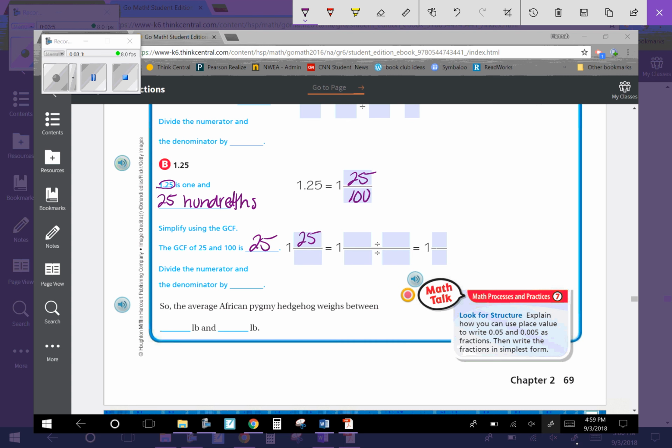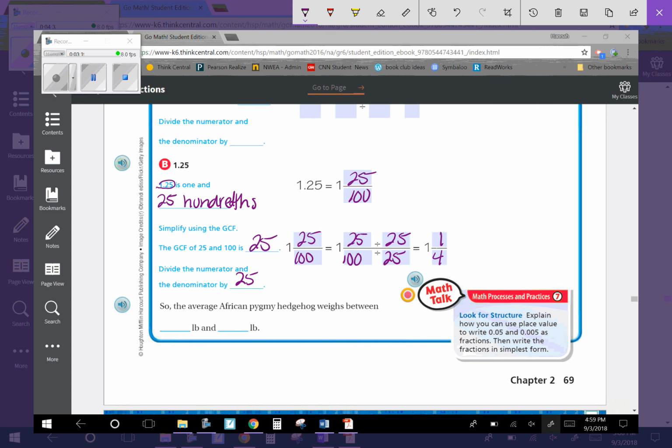So 1.25 equals 1 25/100. We're going to divide both of those by the GCF, greatest common factor, which is 25. If you divide the numerator and the denominator by 25, you're going to get 1. 25 divided by 25 is 1. 100 divided by 25 is 4. So it would be 1 1/4. So we divided the numerator and the denominator by 25.